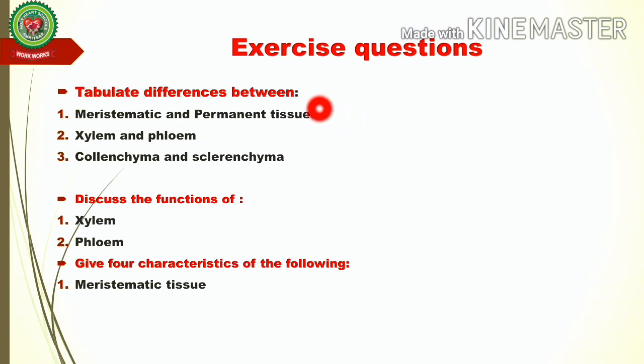Now students, you must be able to answer the following questions, that is differences between meristematic and permanent tissues, xylem and phloem, collenchyma and sclerenchyma. Discuss the functions of xylem and phloem. Give 4 characteristics of the following, that is meristematic tissue.